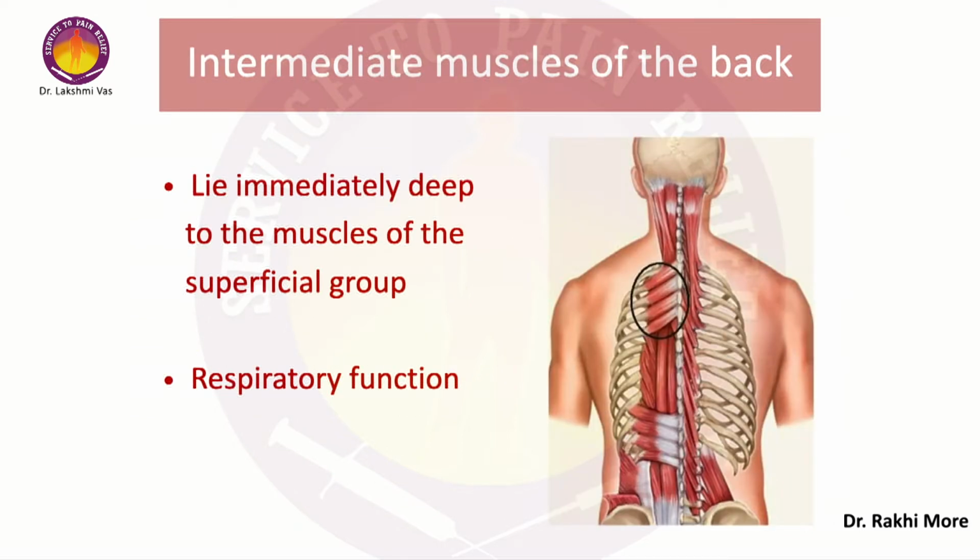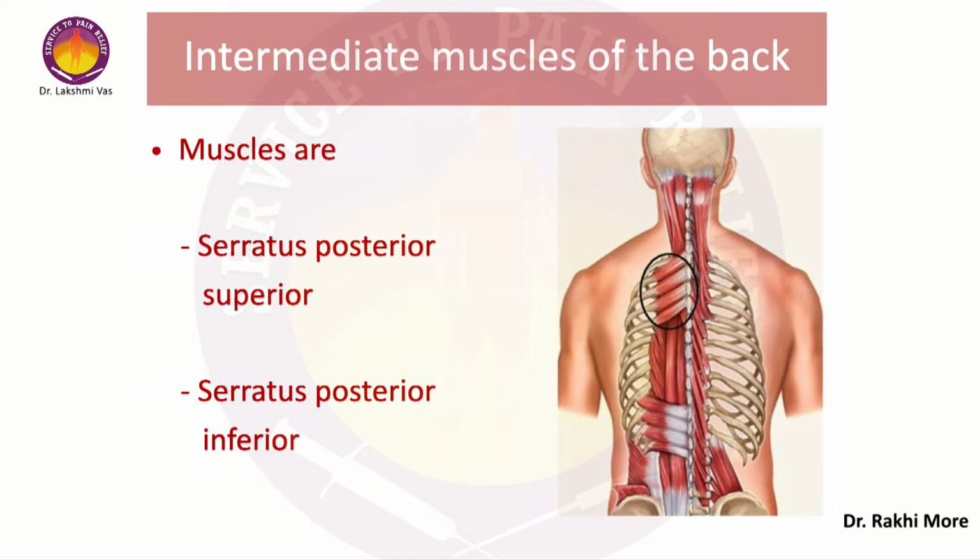Now the next group is the intermediate group of muscles. This also falls into the extrinsic group of muscles, and the primary function of these muscles is respiratory. These lie immediately deep to the muscles of the superficial group. These are the serratus posterior superior and the serratus posterior inferior. You can see the two groups of muscles. They take origin from the vertebral column and get attached to the ribs, the superior group and the inferior group.